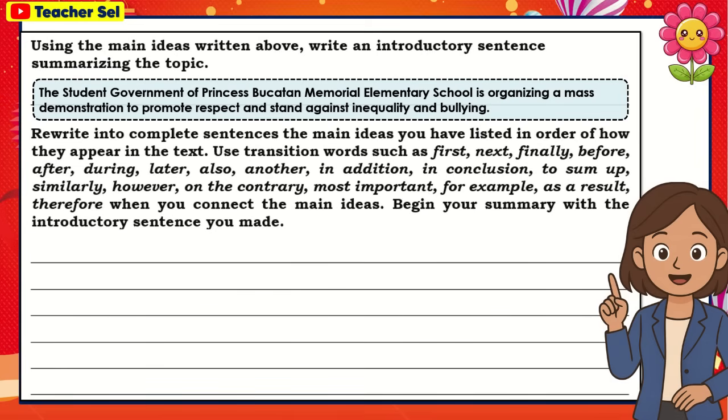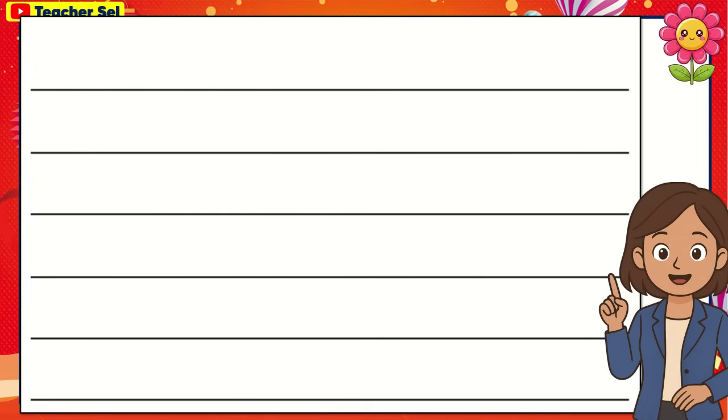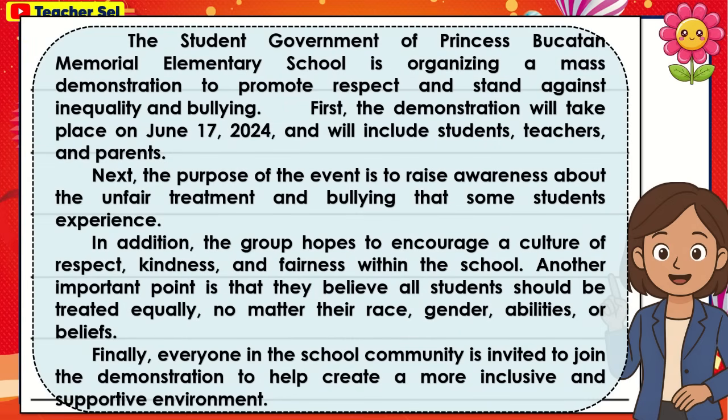Rewrite into complete sentences the main ideas you have just listed in order of how they appear in the text. Use transition words such as first, next, finally, before, after, during, later, also, another, in addition, in conclusion, to sum up, similarly, however, on the contrary, most important, for example, as a result. Therefore, when you connect the main ideas, begin your summary with the introductory sentence you made. So here is a possible answer.